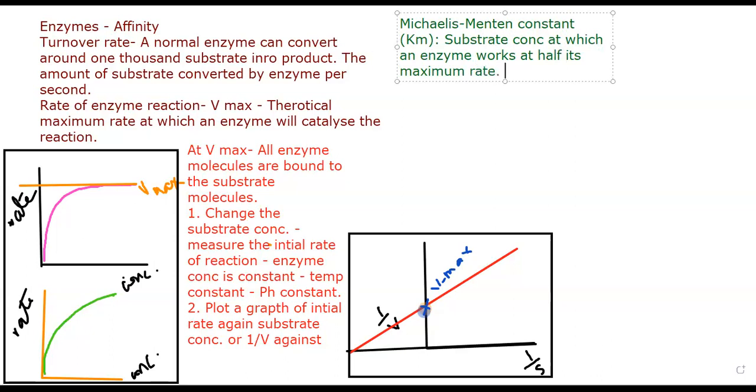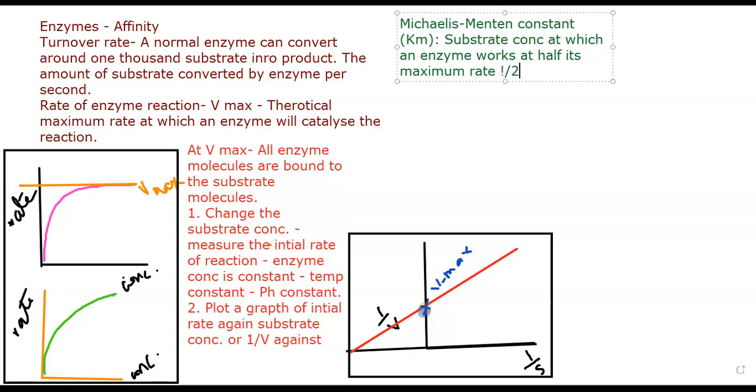So the maximum rate that you have, if you halve it, what is the substrate concentration I need for that? What is the substrate concentration at which my enzyme is going to be working at half its maximum rate? So what actually is this? This is the point at which half of the active sites are occupied.